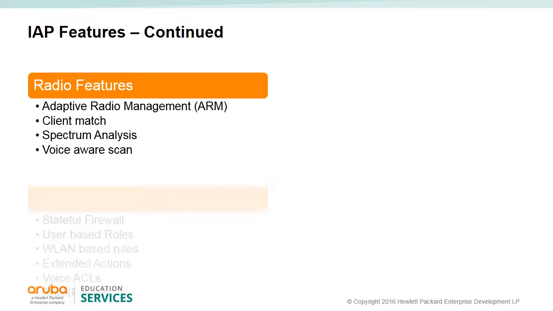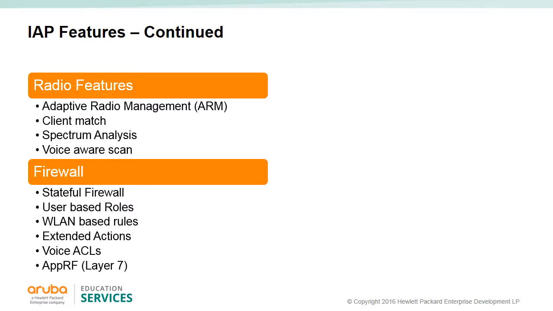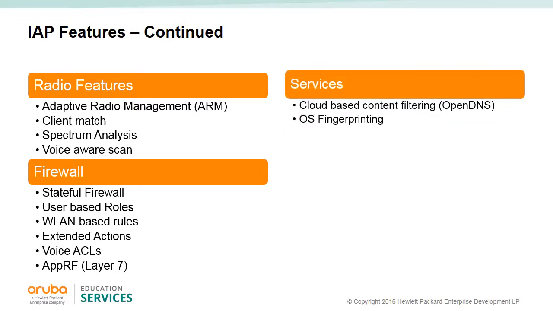The IAPs also support a stateful role-based firewall. Roles have extended actions, such as logging or blacklisting. There are predefined voice policies for various types of voice protocols. AppRF is Aruba's Layer 7 firewall capability. The IAP also offers content filtering with a subscription to OpenDNS. Aruba Instant also has the OS fingerprinting feature that gathers information about each client connected to the wireless LAN.